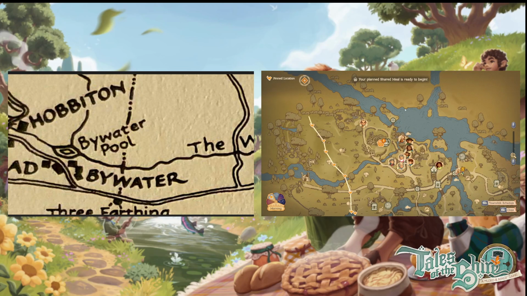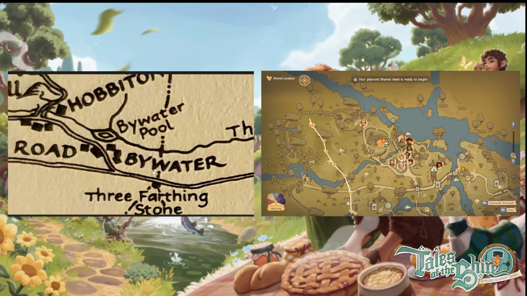And so what we want to do now is use this outline of the boundary of what the existing game is.